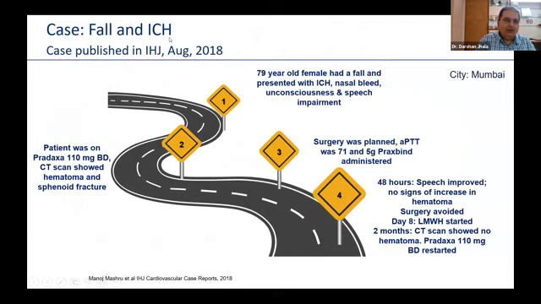It was a fall with intracranial hemorrhage. Patient was on Pradaxa, that is dabigatran 110 milligrams BD. CT scan showed hematoma and sphenoid fracture. So a 79-year-old lady who had a fall and fall-related ICH, nasal bleed, unconscious, and speech impairment. And the CT scan showed hematoma and sphenoid fracture. Surgery was planned. The APTT was 71.